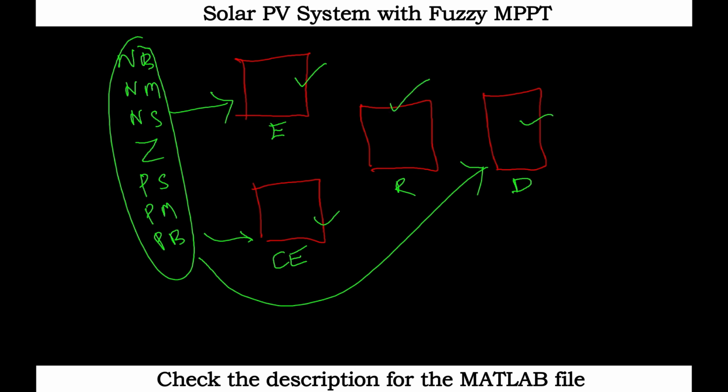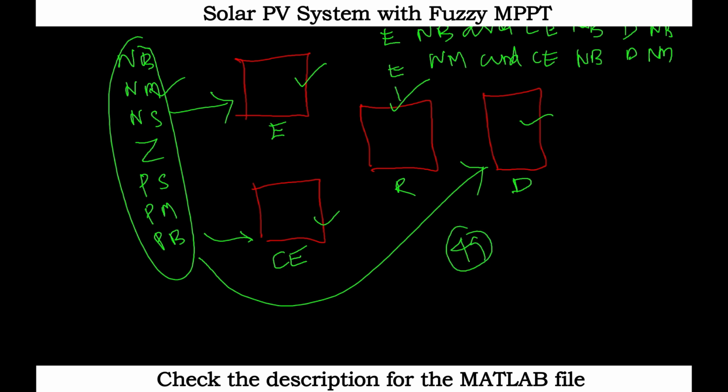First one, error is NB and change of error is NB. Now for the duty cycle, you have to select NB or whatever you need. Next, error is NM and change of error is NB. You have to fix NB for the 7 rules, and the duty cycle is NM. You can select whatever you need. For the same rule, we need not repeat the 49.